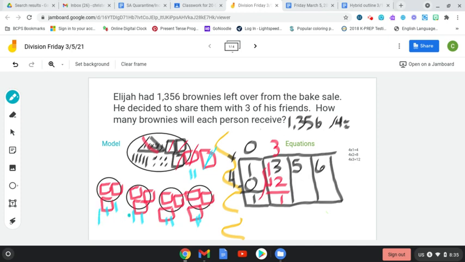1, 2. Okay, I'm going to mark those out. And I can give 2 more of those. 3, 4. So I got rid of those 2. But I still have 3 left. I can't put the 3 tens into the groups because there's not enough for each group.